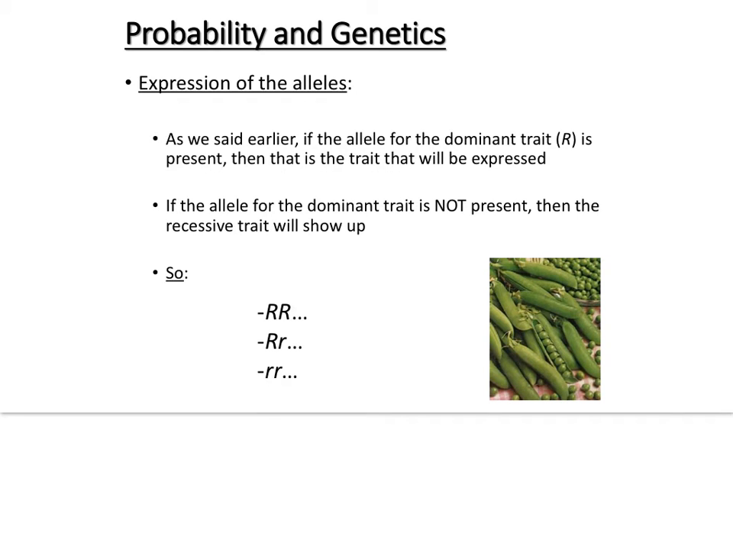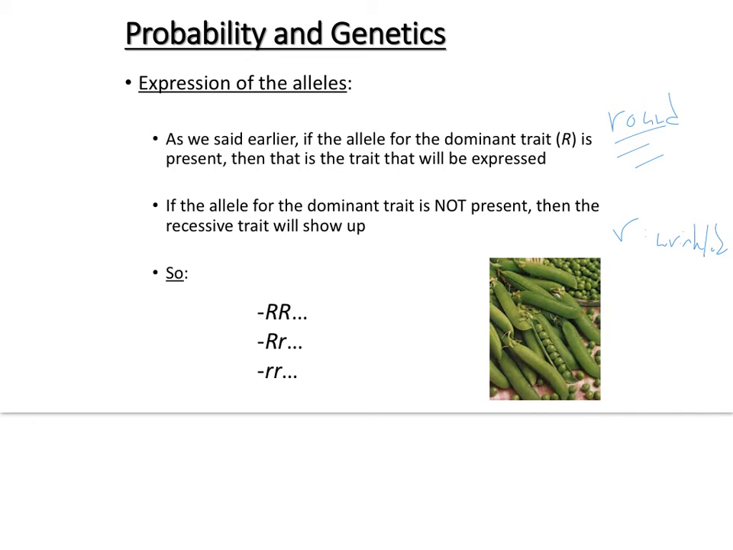So first, a couple of things: expression of alleles and some vocabulary here. The allele for a dominant trait is going to be a capital letter, in this case big R for round. So big R equals round. If that allele shows up at all, even once, then our peas will be round. But if it doesn't show up and we're left with just little r's, then our peas will be wrinkled.